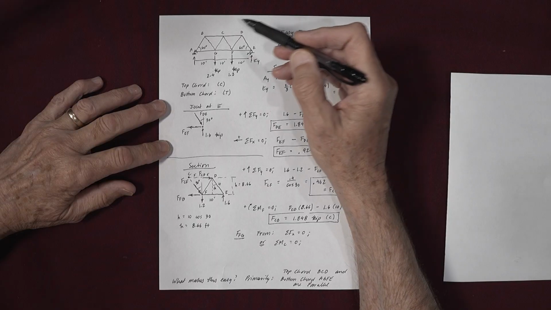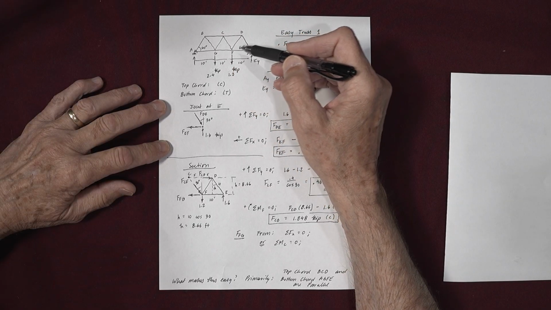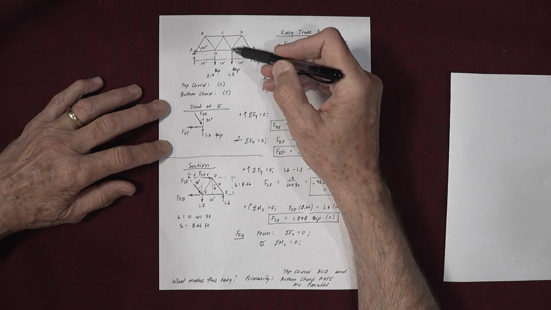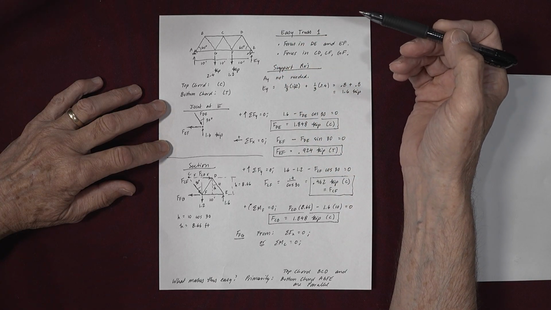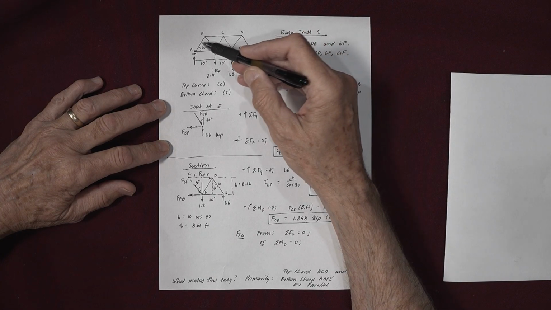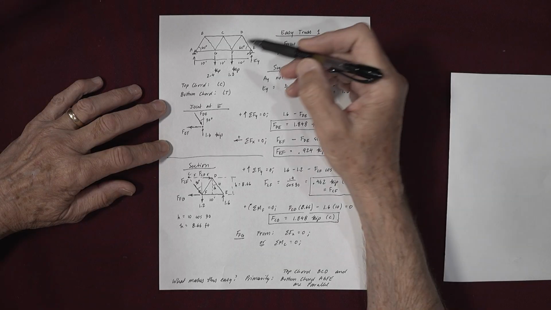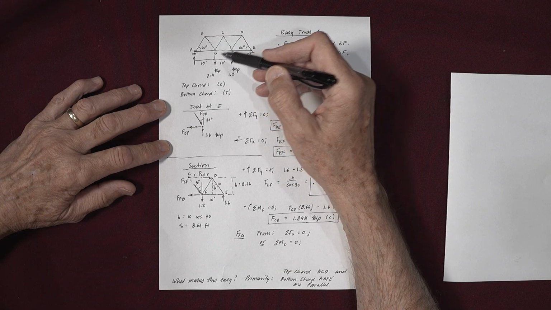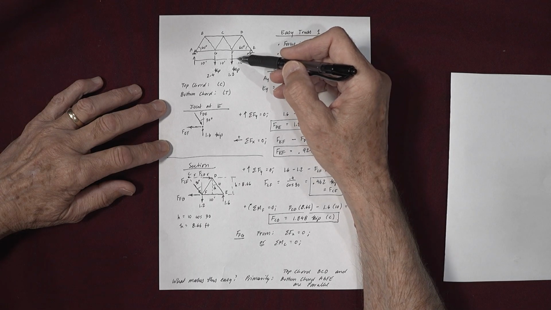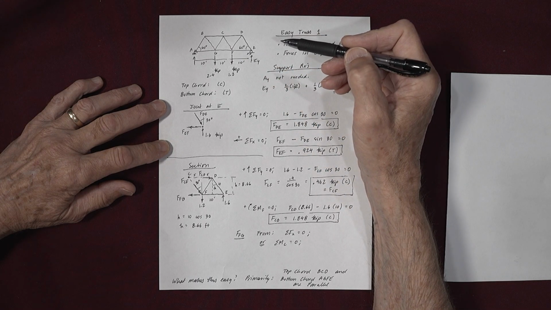So this is a 3-panel truss, 10 feet, 10 feet, and 10 feet. And it's repeating isosceles triangles, or equilateral triangles. And this is a 60-degree angle. There's a 2.4 kip load hanging at G. There's a 1.2 kip load hanging at F.